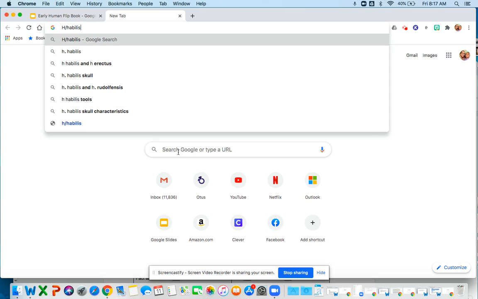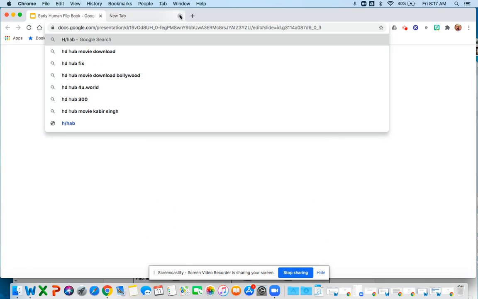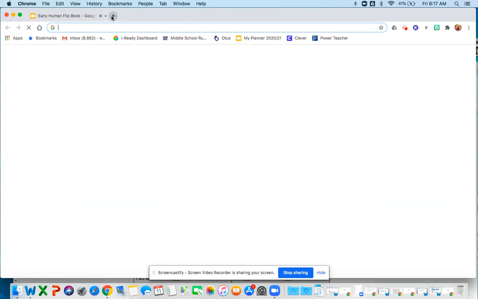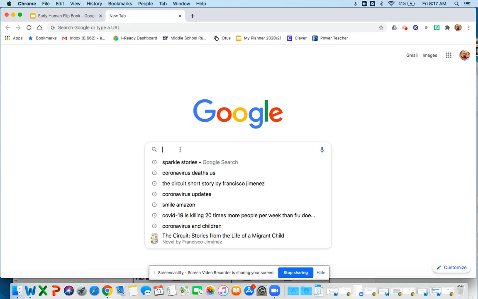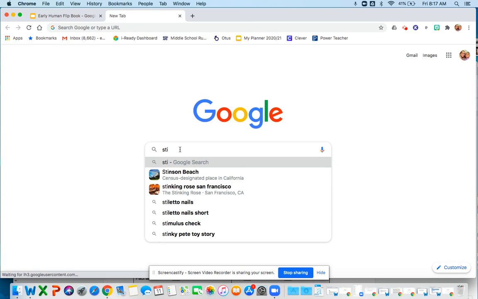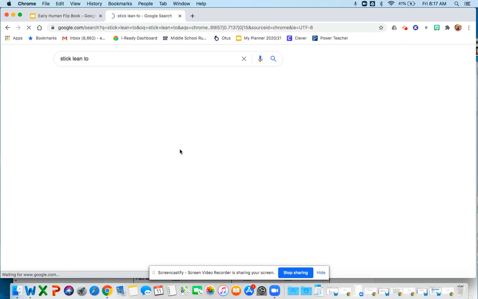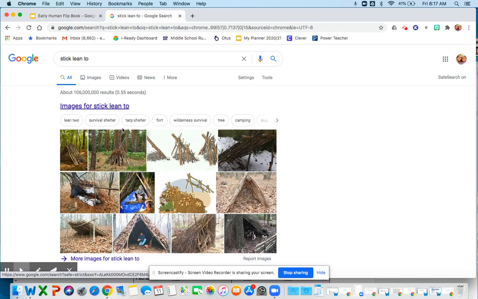Another thing you can do, knowing what their shelter is and knowing what the answers are, is just Google those. For example, instead of saying Homo habilis shelter, put in the actual shelter. So if you wanted to put in lean-tos, because they didn't really make huts. Remember, they made some shelter out of sticks, so that would be more of a lean-to. Let me show you what that is. Stick lean-to. Okay, so these are pretty complicated ones.